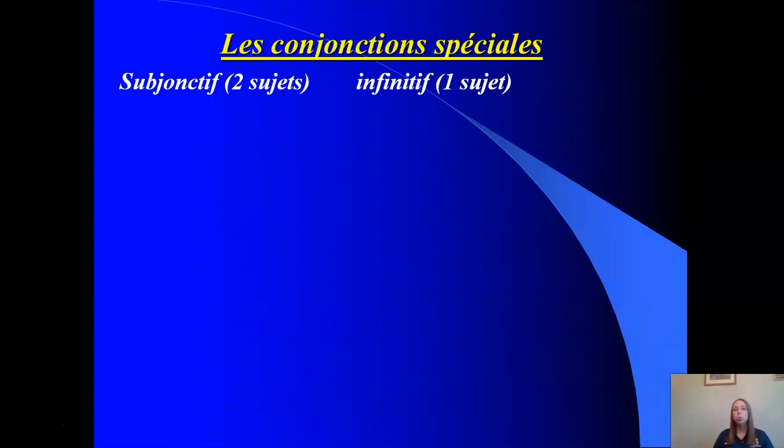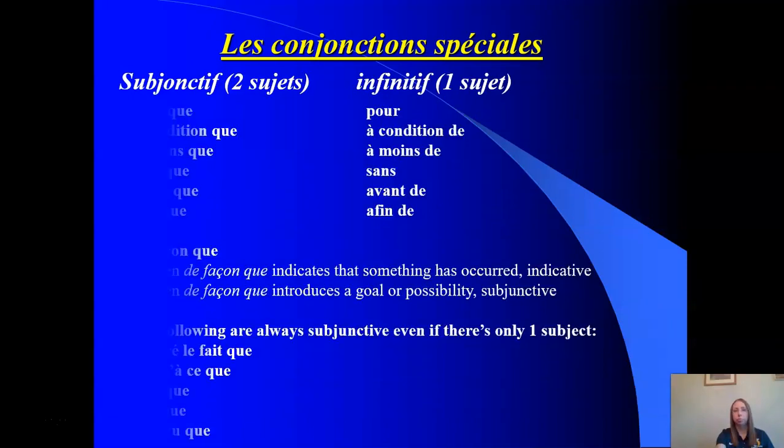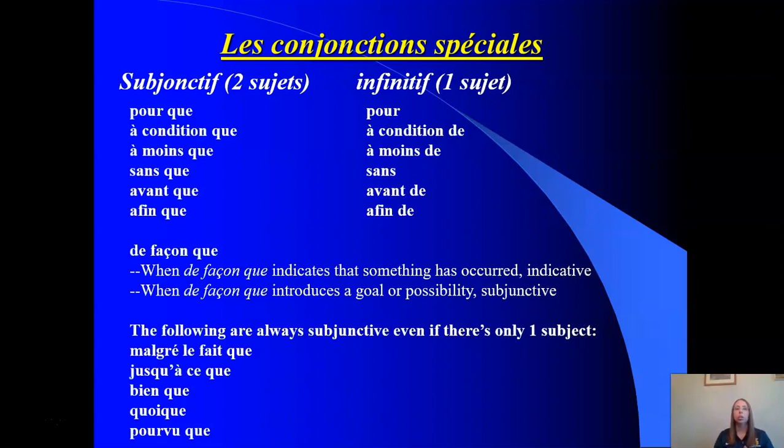Les conjonctions spéciales. So this is what I was talking about. Subjonctif, when you have deux sujets. Infinitif, when you have un sujet, you can see what the forms turn to. Sometimes, so pour que, when there's only one subject, and you're going to use the infinitive after instead of subjunctive, and the infinitive is when you don't conjugate the verb at all, right? It's just pour. But à condition que changes to à condition de.